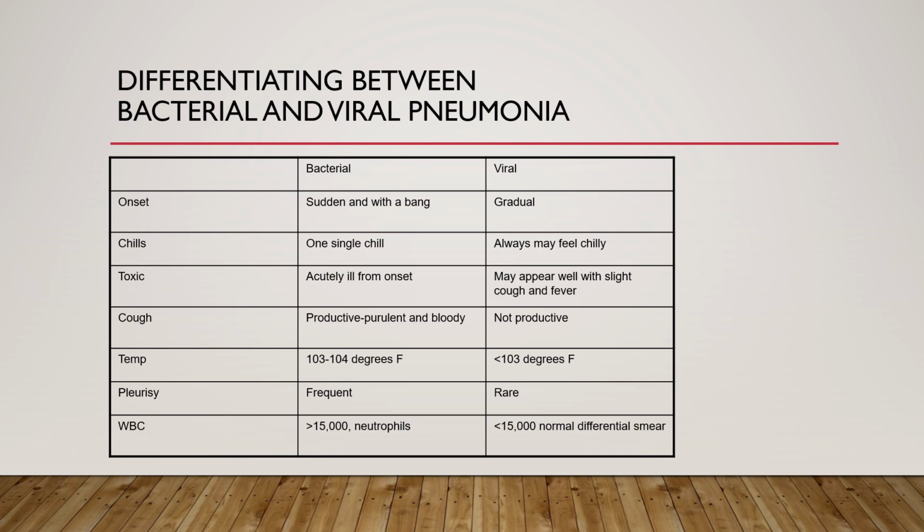Your cough with bacterial pneumonia is productive and purulent and bloody, so you're coughing up a bunch of stuff, and usually with viral pneumonia, it's not productive at all. You can have a temperature with both types of pneumonia, but usually it's higher with bacterial pneumonia. You can develop pleurisy, but again, that's more common in bacterial pneumonia than viral. And your white cell count usually goes up in a bacterial case of pneumonia as opposed to a viral pneumonia.